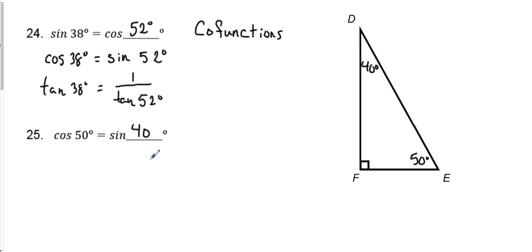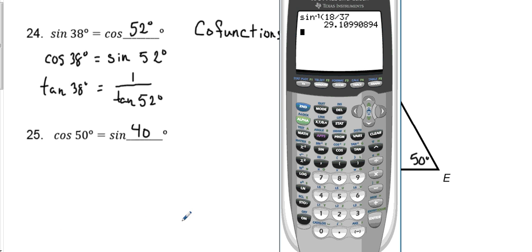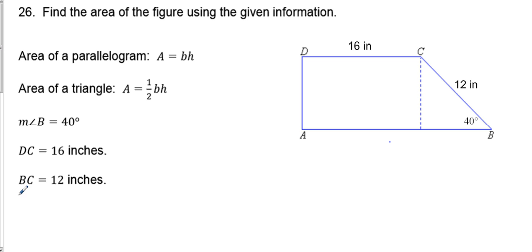You can also verify this in your calculator, which wouldn't be a bad idea on the test. Let's type in cosine of 50 degrees, and we get this big long number, 0.6427, and so on. Now, let's type in the sine of 40 degrees. As you can see, we get exactly the same thing. All right, next up, last problem. It says find the area of the figure using the given information.